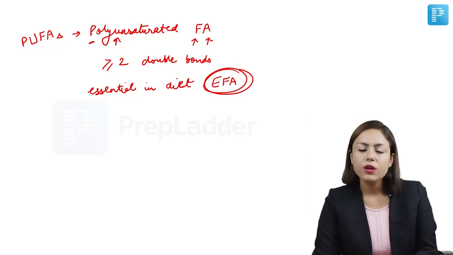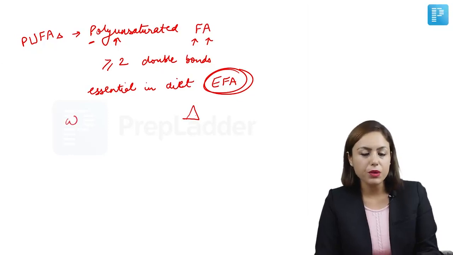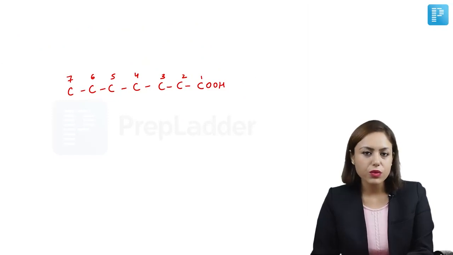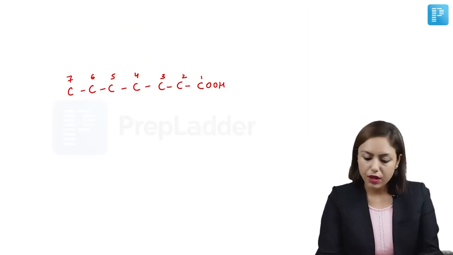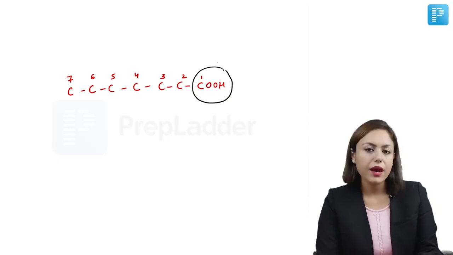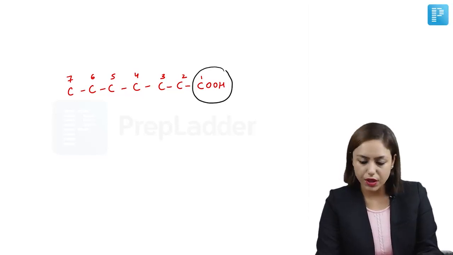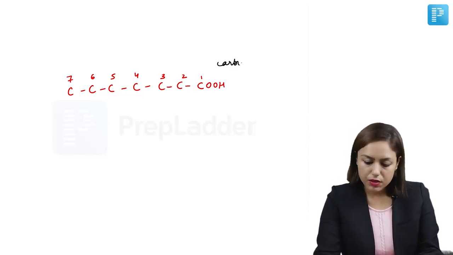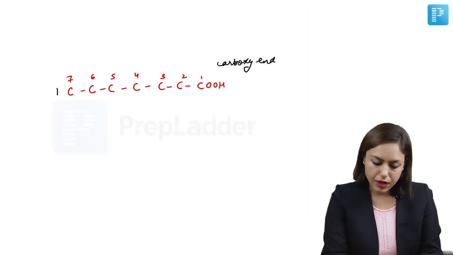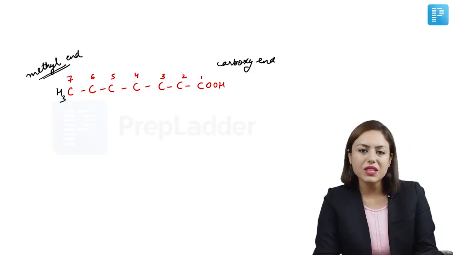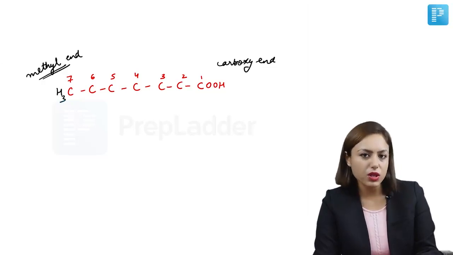Now PUFAs have double bonds. To number the double bond in a fatty acid, there are two systems: the omega system of numbering the double bond and the delta system of numbering the double bond. Let's understand what this is. Suppose this is a hypothetical fatty acid. I have taken 7 carbons, right? Now this is the carboxy end and numbering starts from here. The numbering of the carbons of a fatty acid starts from the carboxy end, right? So this is the carboxy end of the fatty acid and this other one is called the methyl end because there is CH3, a methyl group, here.